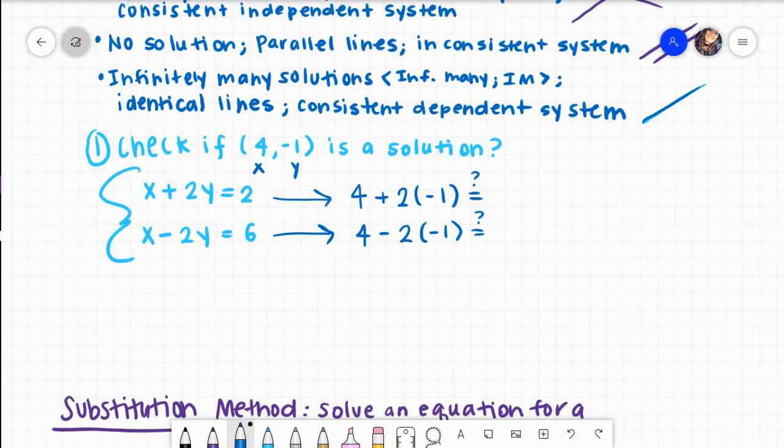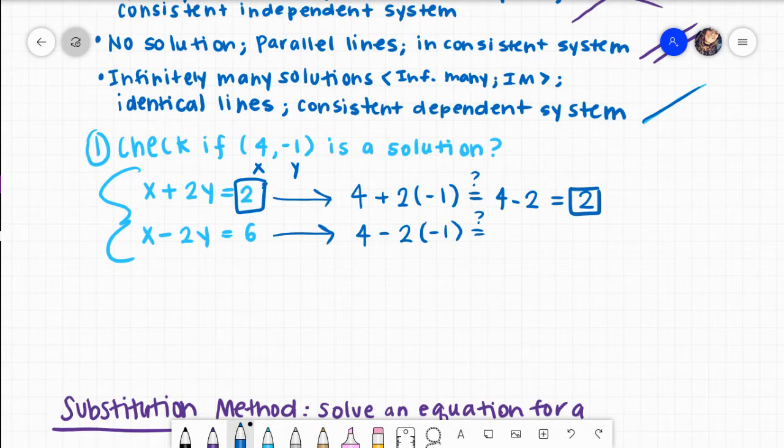So on that top equation, we would have 4 plus 2 times negative 1. Here, I'll do each step. We have 4, 2 times 1 is 2. Signs are different, so it's negative. And what we end up getting is 2. And I also have a 2 right here, so that checks out.